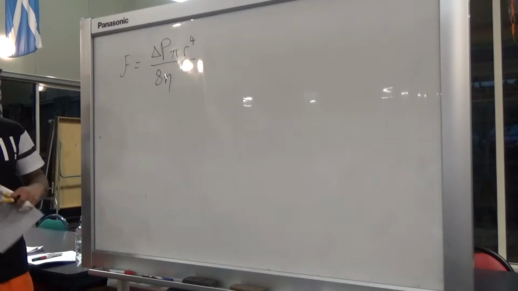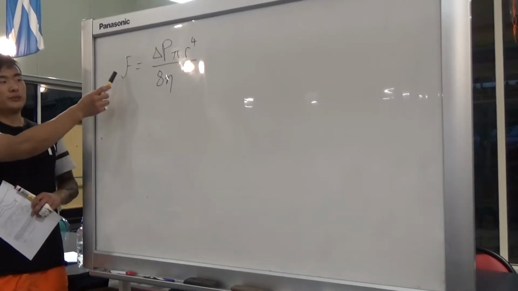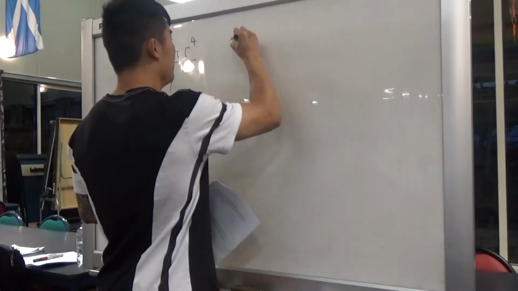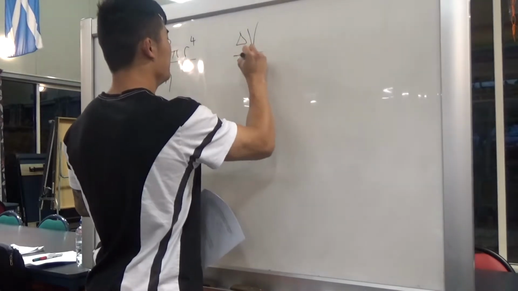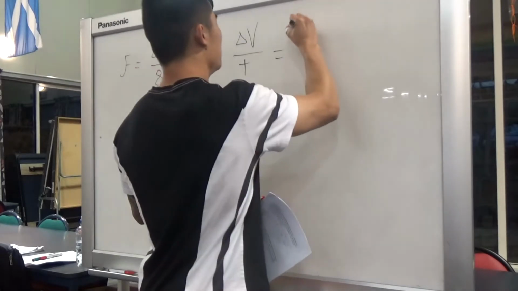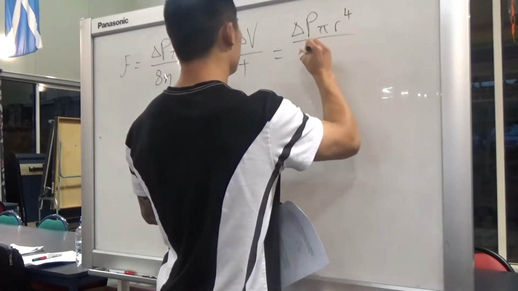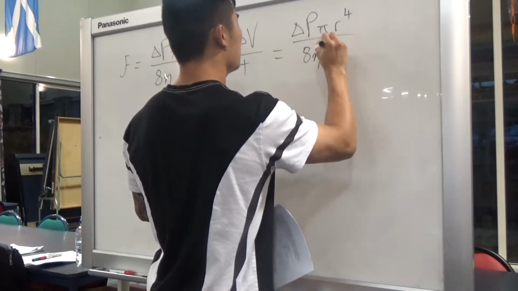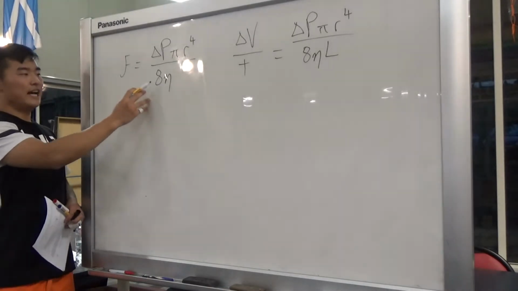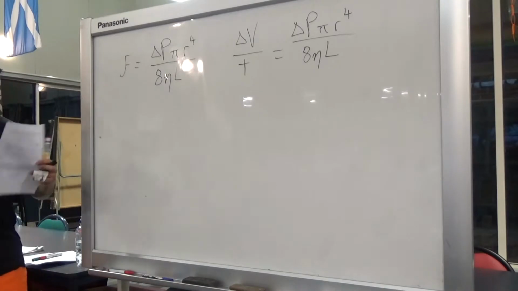Okay. So we have our equation here, and remember, this flow rate can also be equal to delta V over T. So on your cheat sheet, you should also have this one here. So delta V over T. So this is flow rate, remember? Oh yeah, I didn't even finish that equation. So it's 8 times the viscosity times the length. So the length of the pipe.